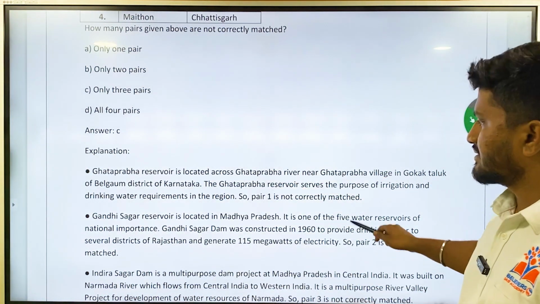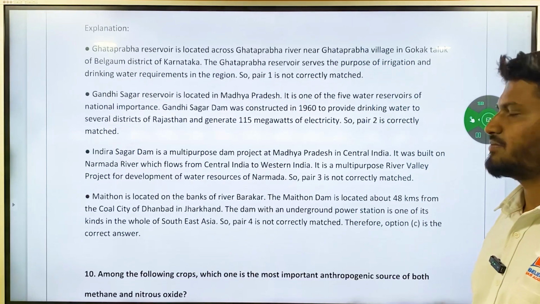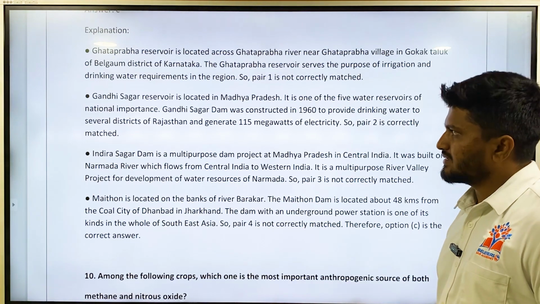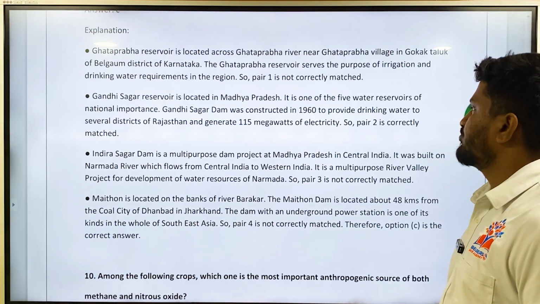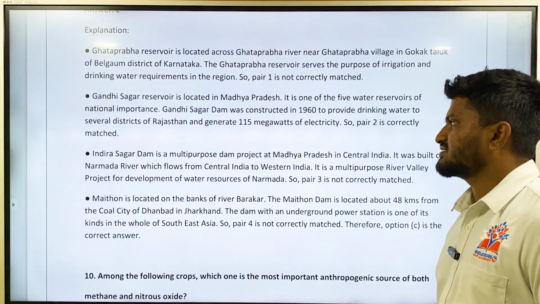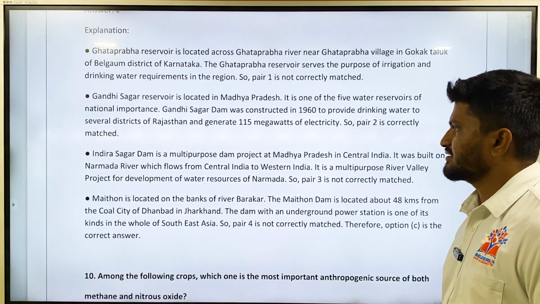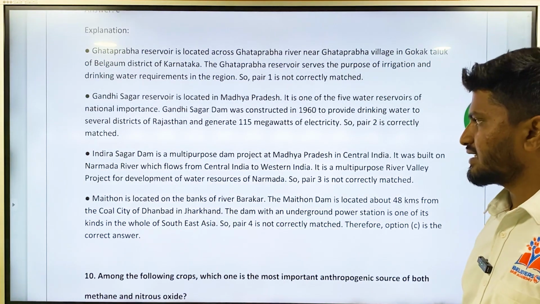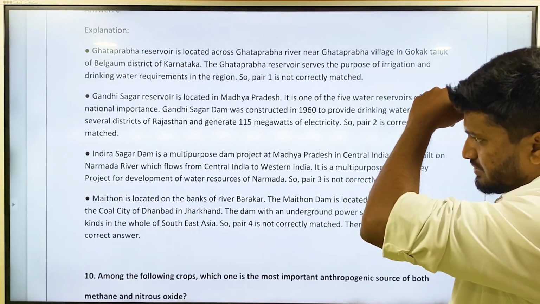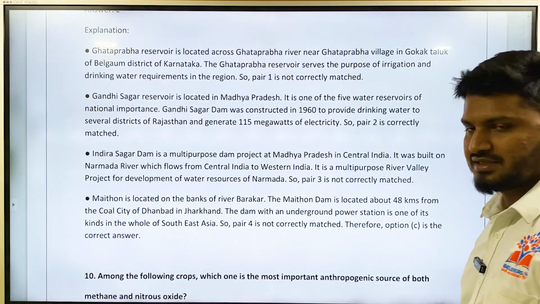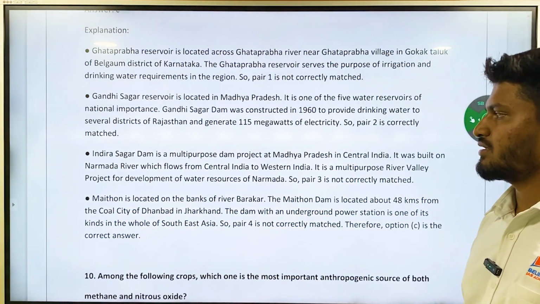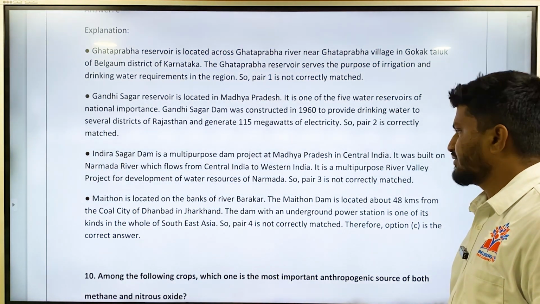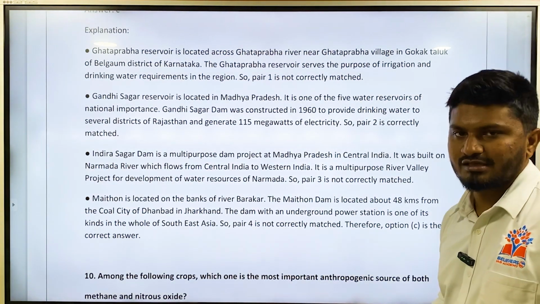Okay. Then Gandhi Sagar reservoir is located in Madhya Pradesh. It is one of the 5 water reservoirs of national importance. Gandhi Sagar Dam was constructed in 1960 to provide drinking water to several districts of Rajasthan and generate 115 megawatts of electricity. So pair 2 is correctly matched. Then Indira Sagar Dam is a multi-purpose dam project in Madhya Pradesh in central India. It was built on Narmada river, which flows from central India to western India. It is a multi-purpose river valley project for development of water resources in Narmada.